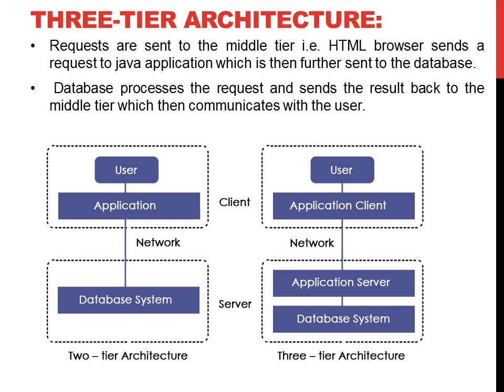In 2-tier architecture, there is no middleware. The user or application can directly communicate with the database system. And in the 3-tier architecture, there is an application server. The requests are first sent to the application server. The application server will send the request to the database system.